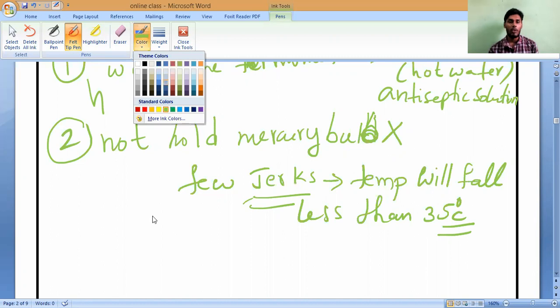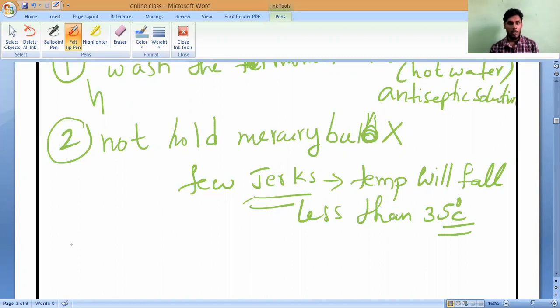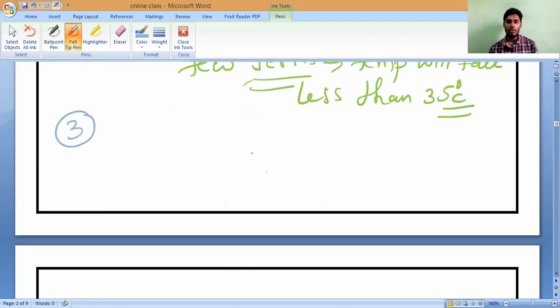So now we can go to the third point. What is the third point? After giving the jerks, what should we do? We have to keep it in the particular place.